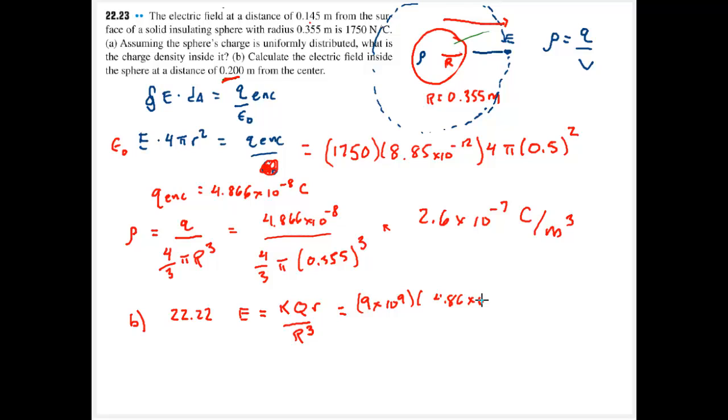4.86 times 10 to the negative 8th. The radius of the sphere that I'm adding in there is going to be 0.2. That would be my Gaussian surface. And then the radius of the big sphere, 0.355. Make sure you cube that guy. And we're going to come up with an electric field at 0.2 meters equal to 1957.7, with the unit of newtons per coulomb.